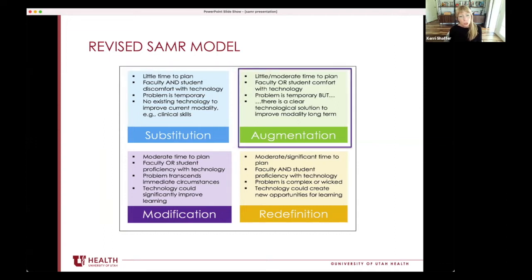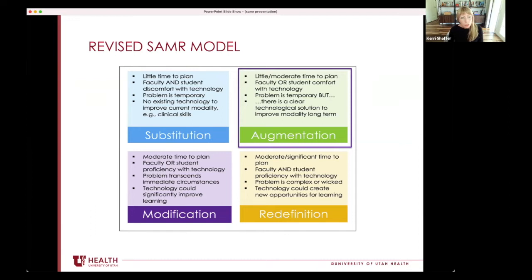For augmentation, that's if you have a little bit more time, if either the faculty or the students are a little bit more comfortable with technology, maybe the problem is temporary, but there's a clear solution to improving the situation with technology, then you can go for augmentation.